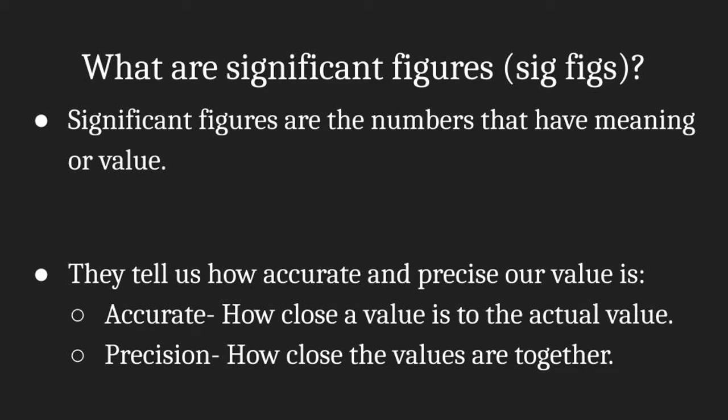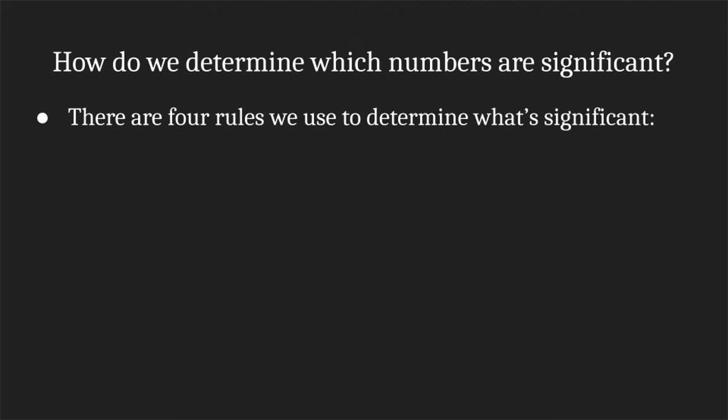So first, what is a significant figure, or a sig fig as we often call them? Significant figures are numbers that have meaning or value in the number that we're looking at, and they tell us how accurate and precise our value is. Accurate is how close a value is to the actual value, and precision is how close the values are together. So, to determine the number of significant figures in a number, there are 4 rules we usually use.